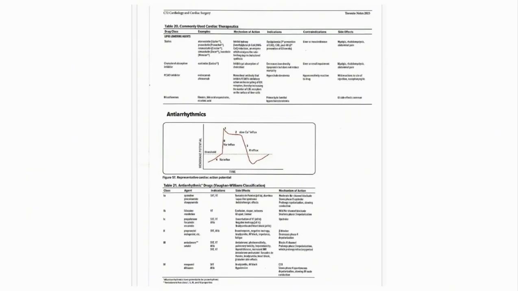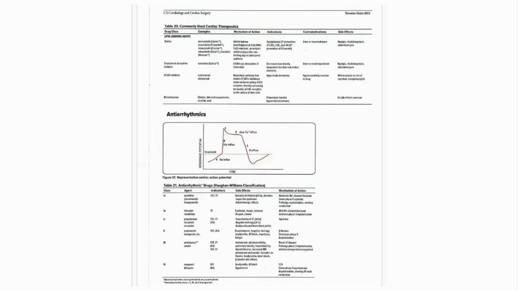Class 4, calcium channel blockers. Examples include verapamil, diltiazem. Indications: supraventricular tachycardia and rate control in atrial fibrillation. Mechanism: block L-type calcium channels, slow phase 4 depolarization in the AV node, and slow AV nodal conduction. Adverse effects include bradycardia, AV block, and hypotension.